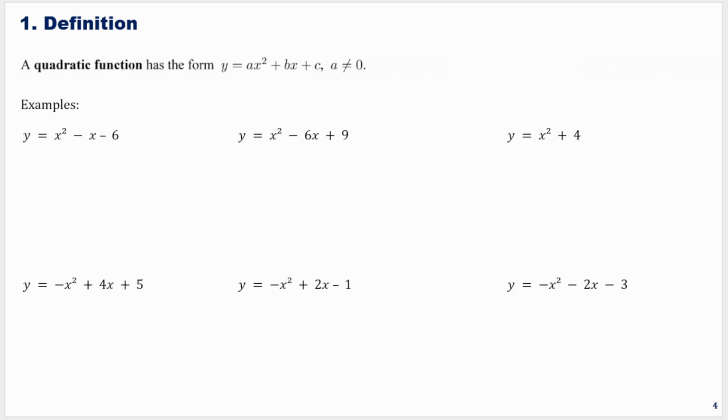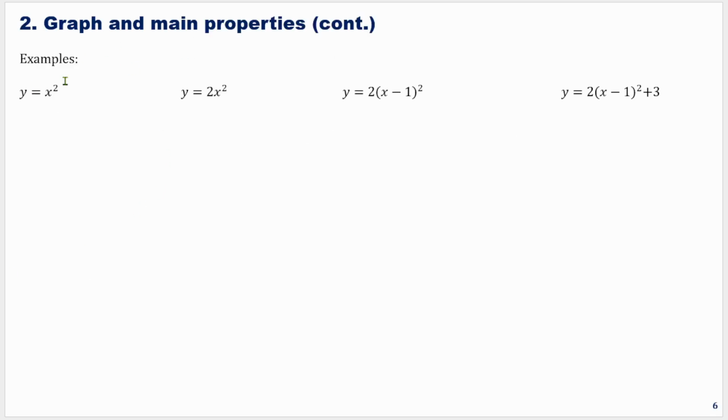All right, so are you familiar with the graphs of quadratic functions? So usually, when we learn a new function, we'll have a look at its graphs together with its main properties, right? Let's have a look at some examples. Are you able to draw the graph of these functions?